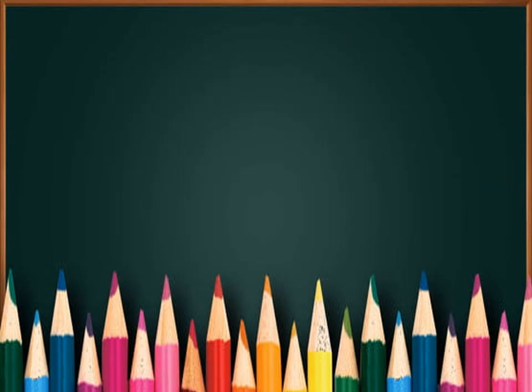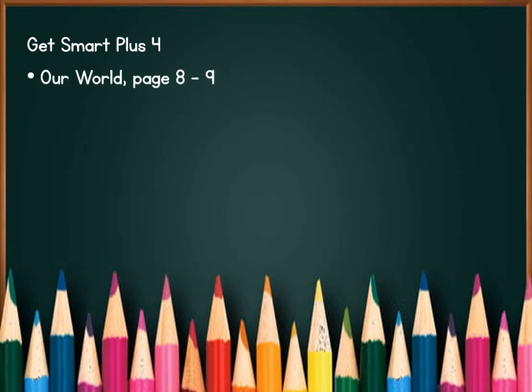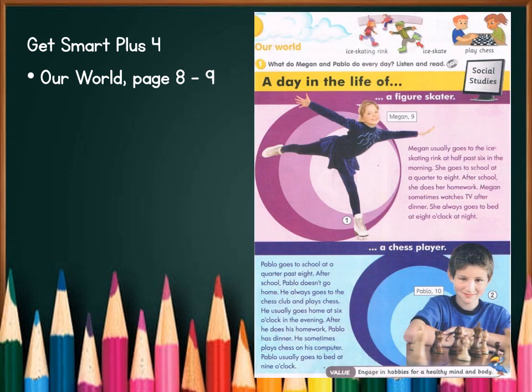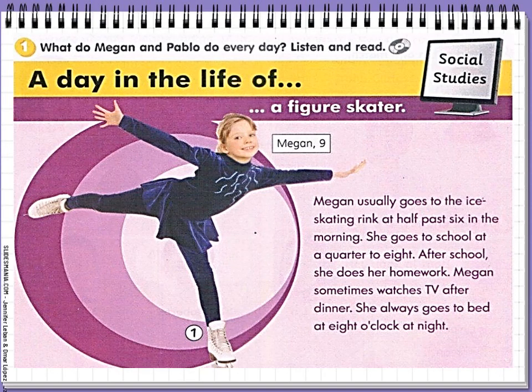Okay, open your Get Smart Plus 4. Turn to page number 8 and look at this page. One. What do Megan and Pablo do every day? Listen and read. Social studies. A day in the life of a figure skater.